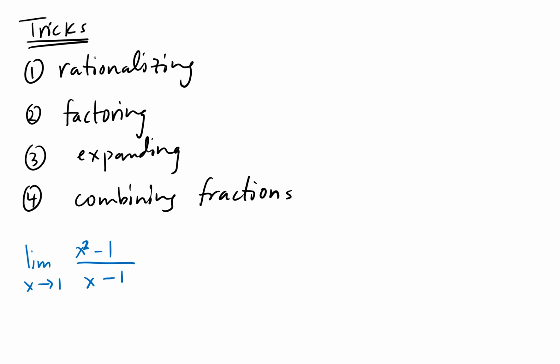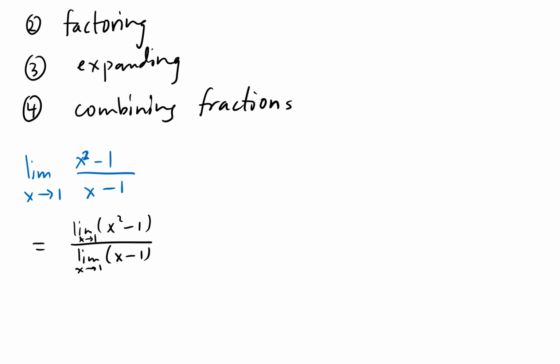So they give me a limit problem like this. What I'm going to do is pass the limit first. Don't do things in your head, you have to show steps. Again, you also need to write x goes to 1 in every step. So you get the limit of the first one minus the limit of the second one over the limit of the first one minus the limit of the second one.